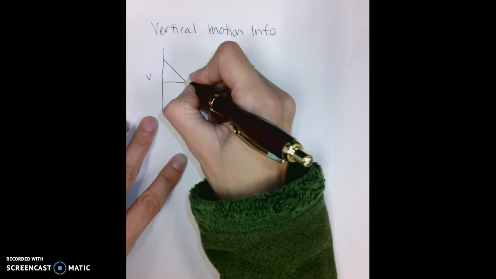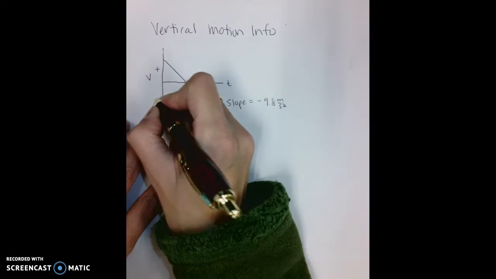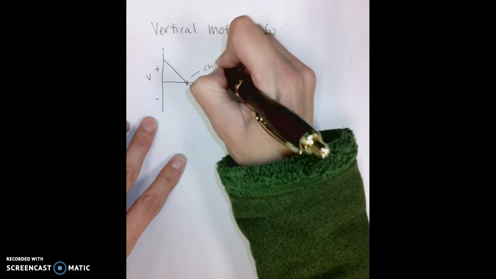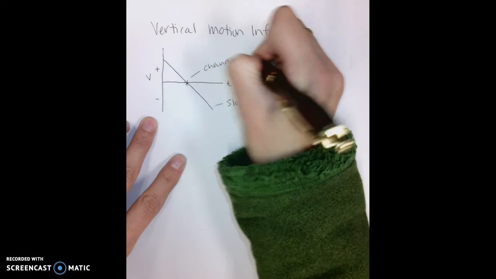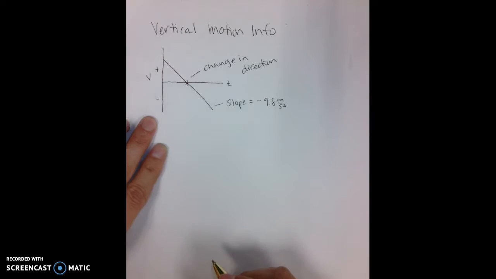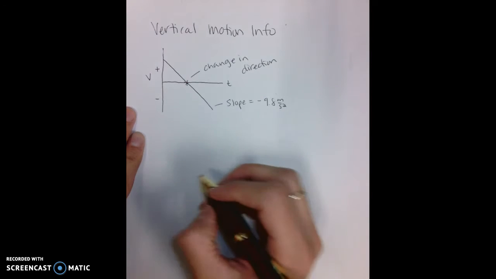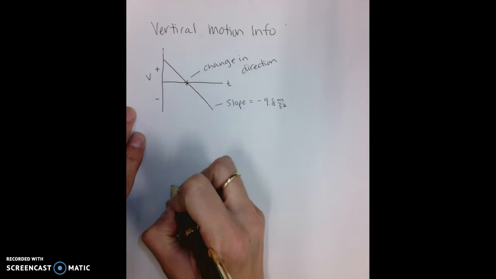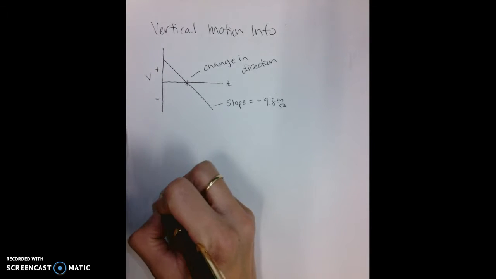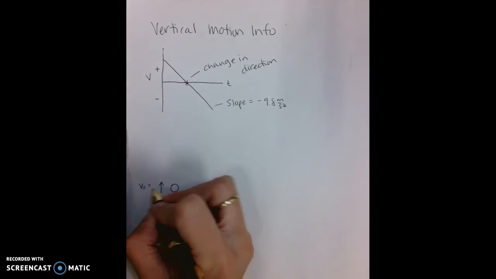We also know that at this point, when it crosses the time axis, it goes from a positive velocity to a negative velocity, and so that indicates a change in direction. So if we keep that in mind, if I'm looking at a kinematics problem, and let's just say it's a ball that gets thrown up into the air with an initial velocity of 2 meters per second.